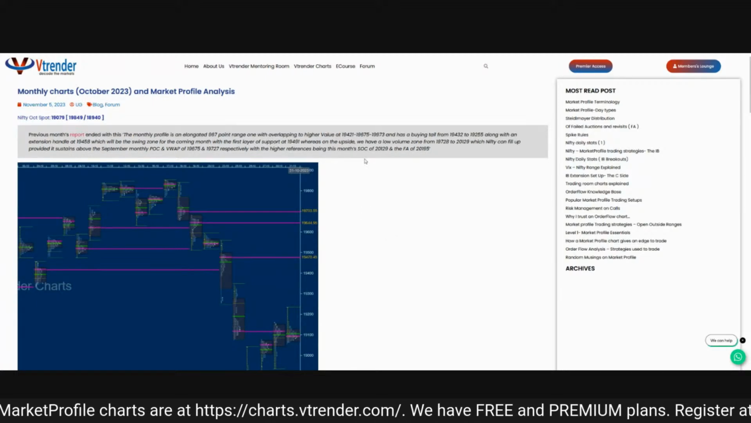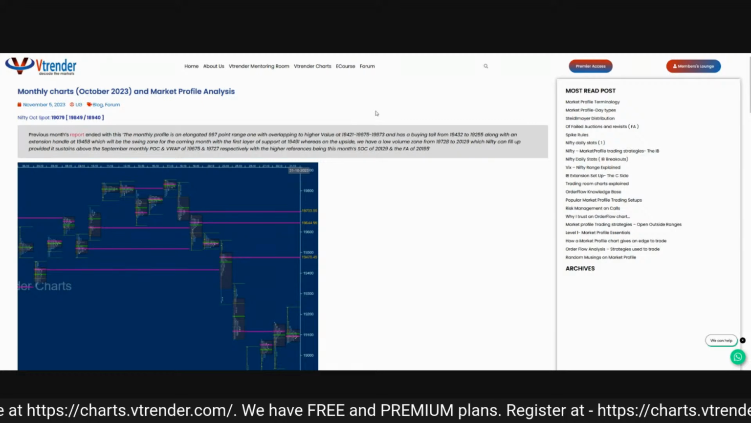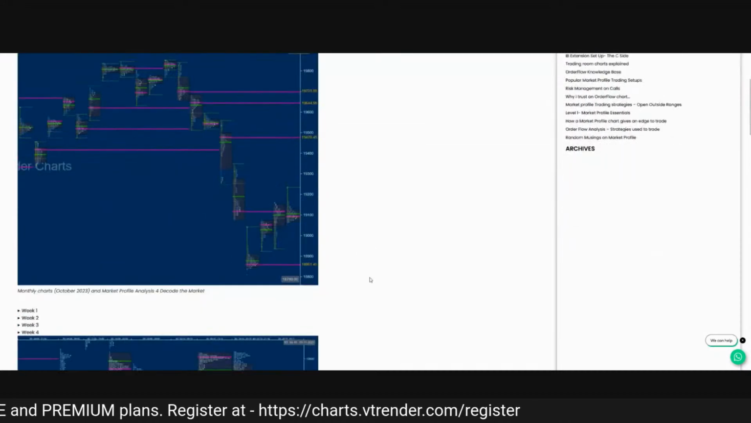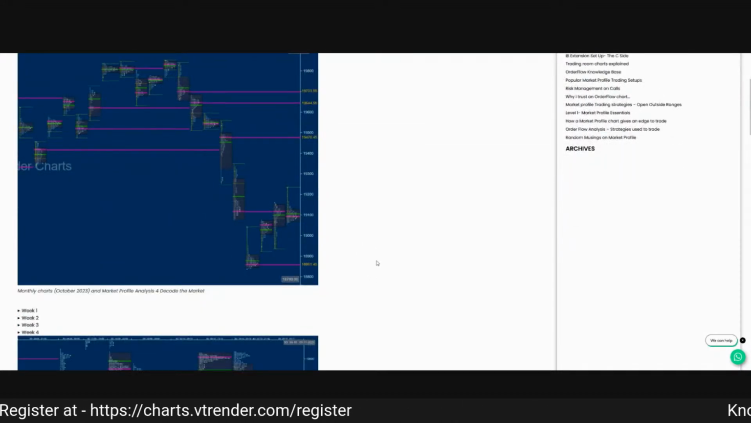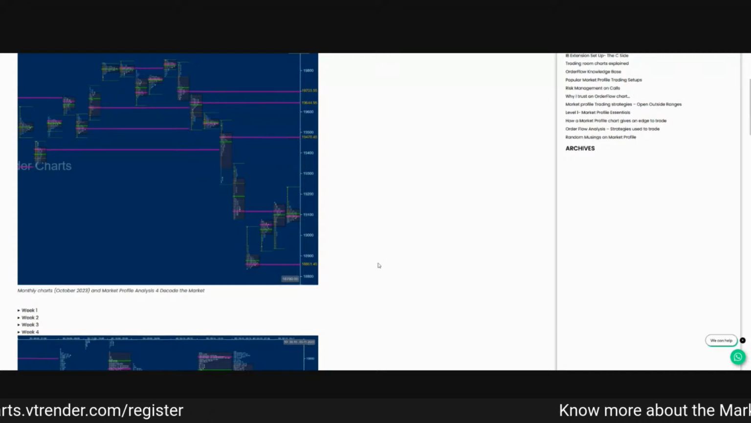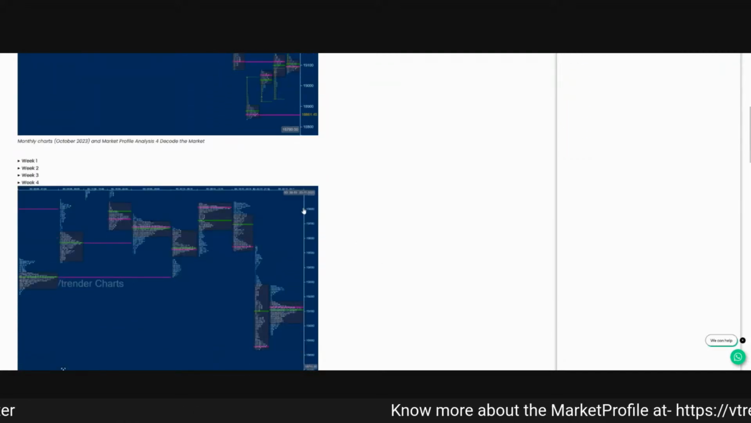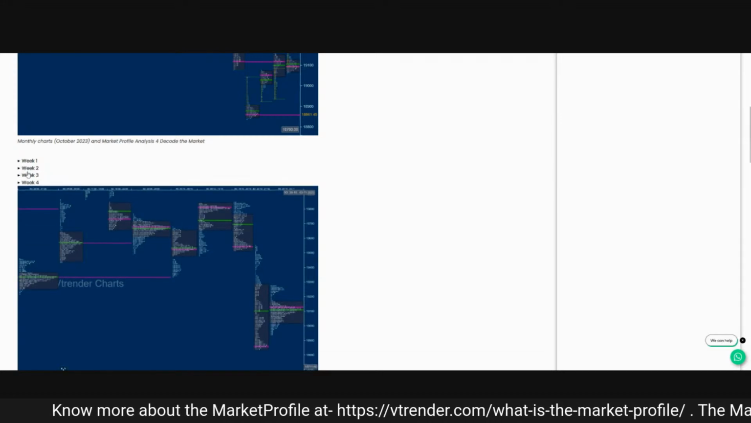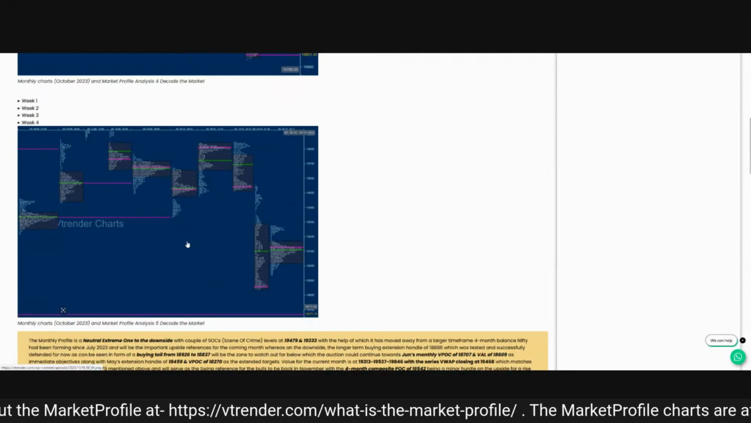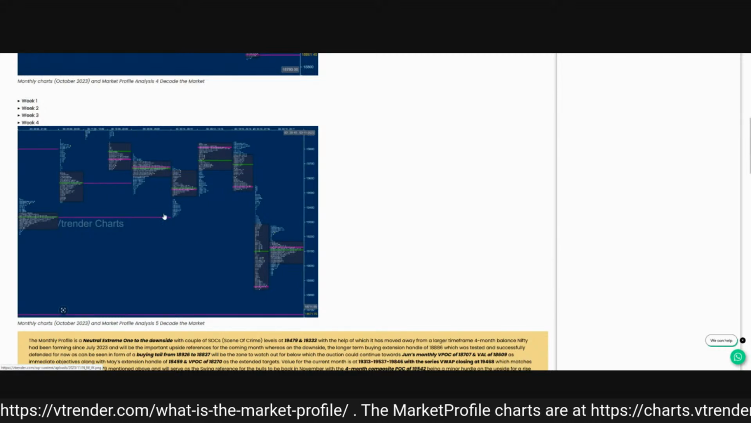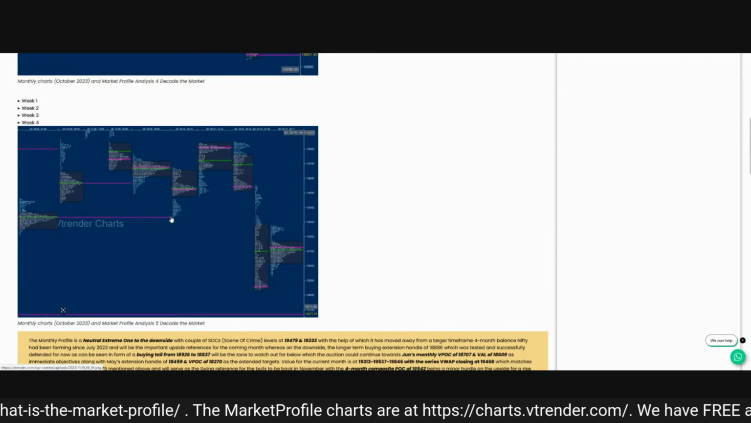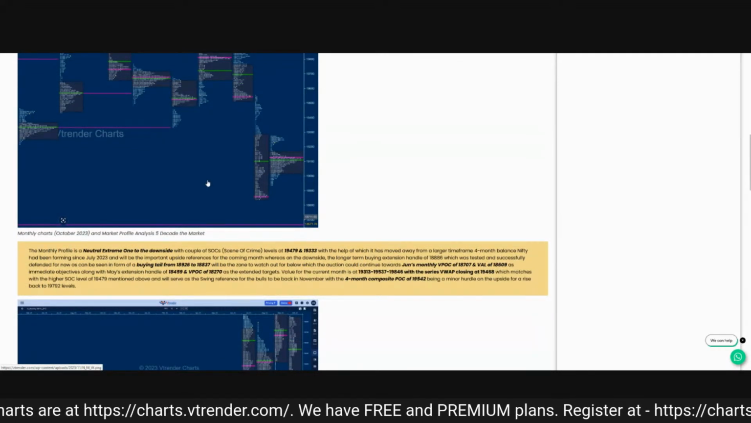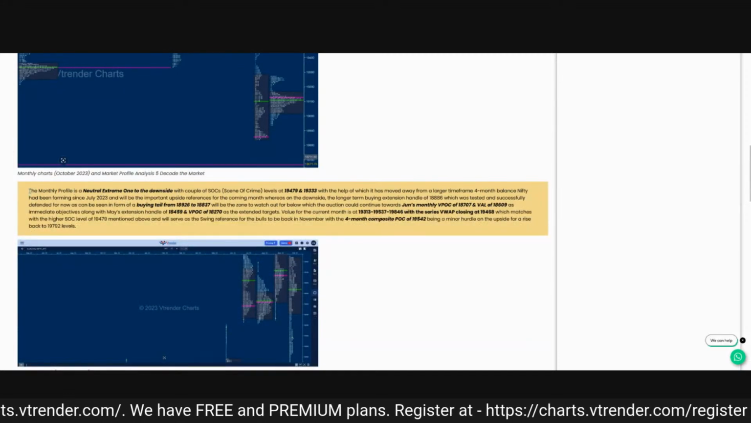Starting with the monthly profile chart, this is the last month's market profile analysis. Because we are market profilers, we look at what market profile is doing on all time frames, then accordingly jot down the levels. We have this monthly profile divided into the weeklies, and then we see what each week has done. This is the weekly chart. We see what the weekly chart has done for the month of October and how we are positioned for the next leg.